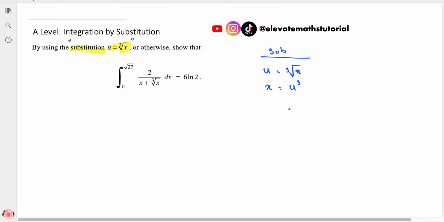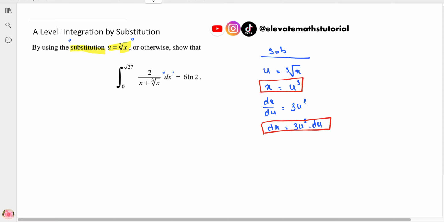The next part that we need to do is the dx. You need to substitute for dx. We are integrating with respect to x, but when you start substituting u in, you need to integrate with respect to u. So you need a du rather than dx. So what we're going to do is differentiate this. We have dx over du is equal to 3u squared. Therefore, dx is equal to 3u squared du. So this is our substitution for x, and this is our substitution for dx.